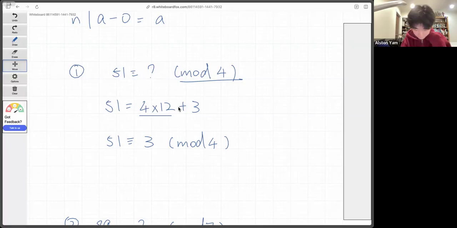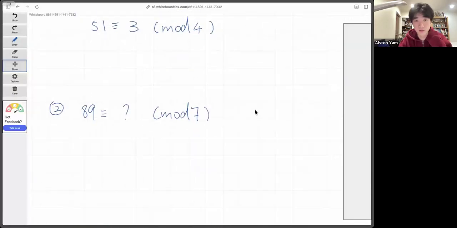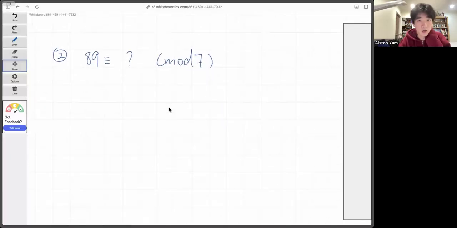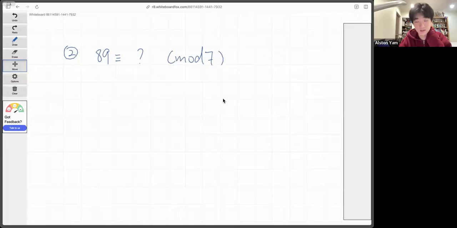Let's move on to the next one. Let me scroll down. 81 is congruent to what mod 7? We can do this exactly the same way. Let's see what the remainder of 81 is when we divide it by 7.